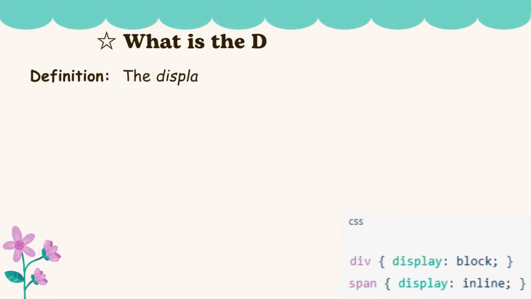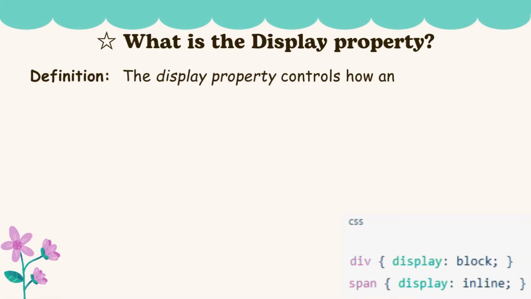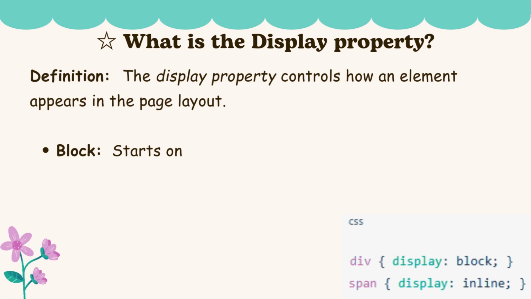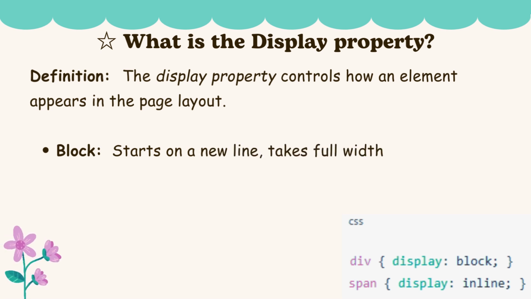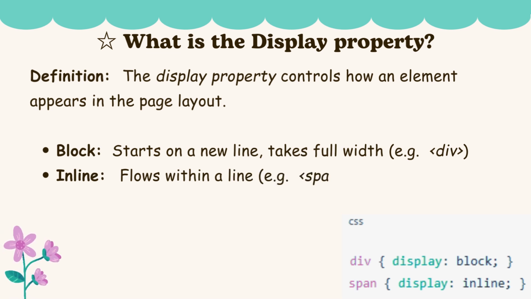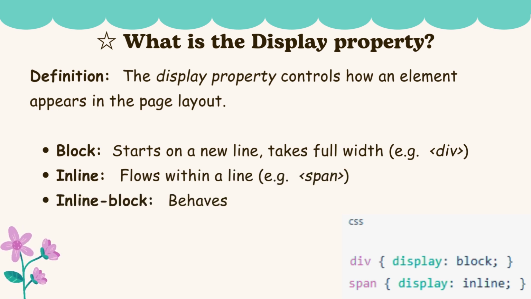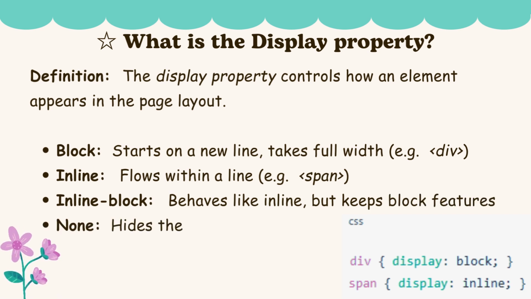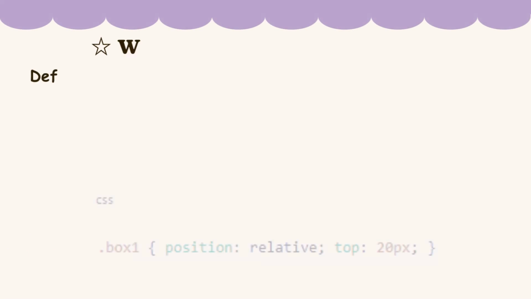What is the display property? Definition: the display property controls how an element appears in the page layout. Block starts on a new line and takes full width, like a div. Inline flows within a line, like a span. Inline-block behaves like inline, but keeps block features. None hides the element completely.